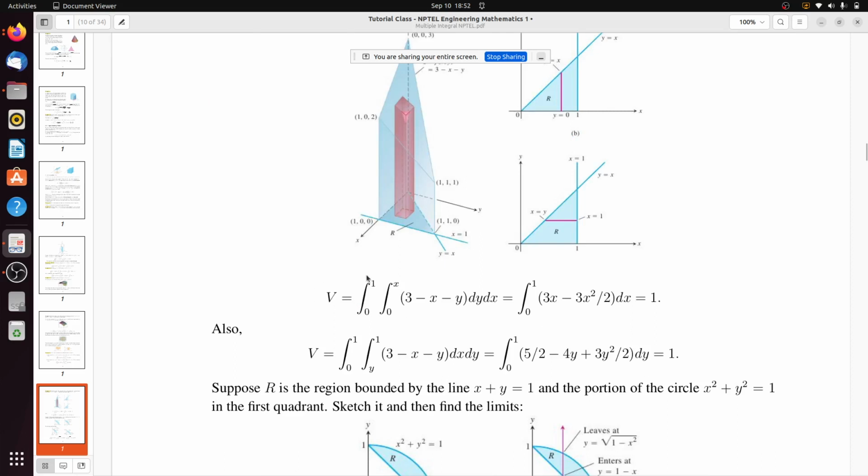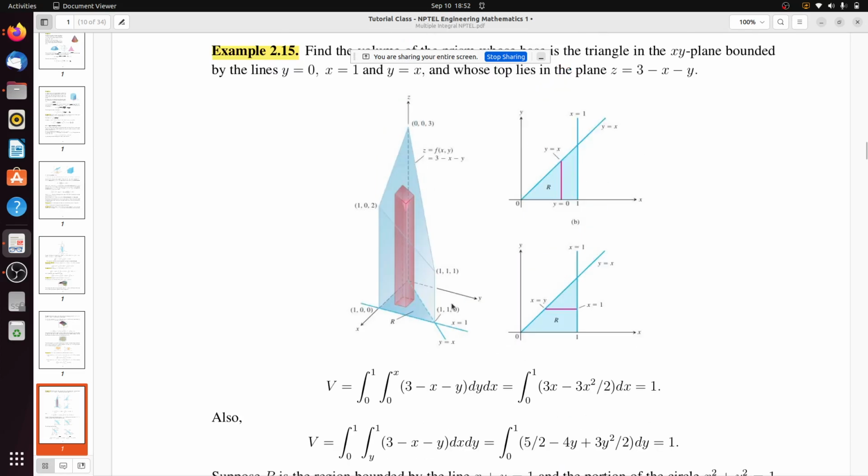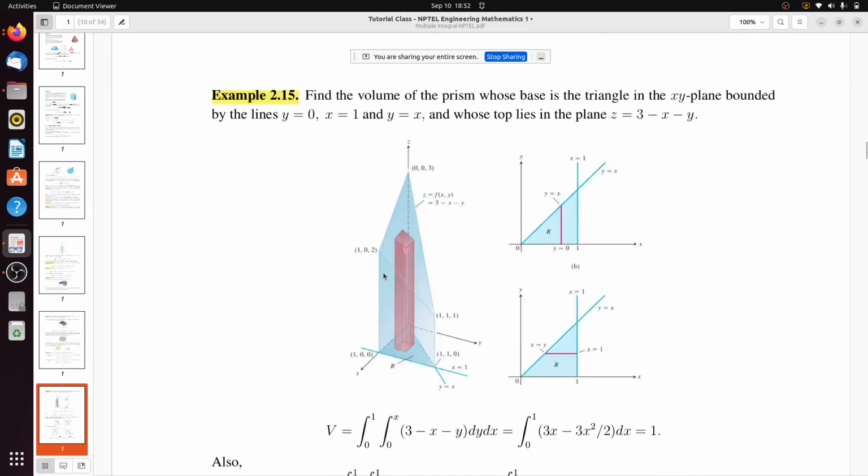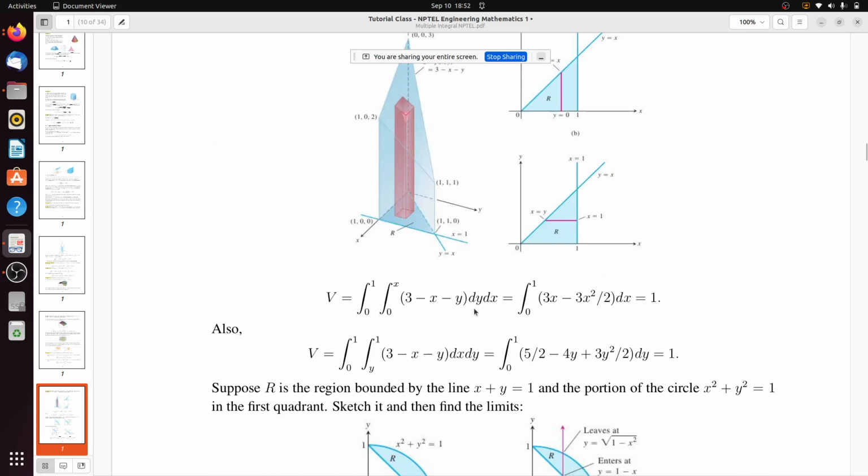So you have to just integrate. The limit of x will be 0 to 1 and the limit of y will be from 0 to x. So this is the functional expression for z, that z is 3 minus x minus y. First you integrate with respect to dy.